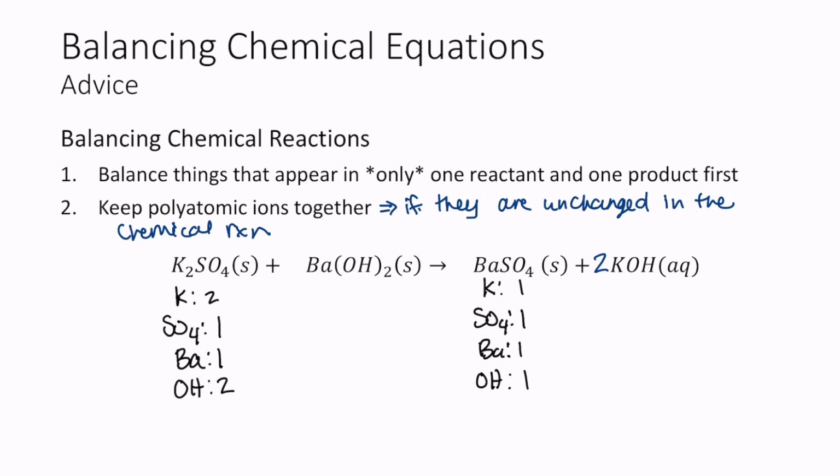And when I do that, I change my potassium count to 2. Well, what else did I change? I also changed my hydroxide to 2. And what happened? You got it. It balanced the reaction out. So sometimes when you balance one atom out, you end up balancing the other thing out as well.